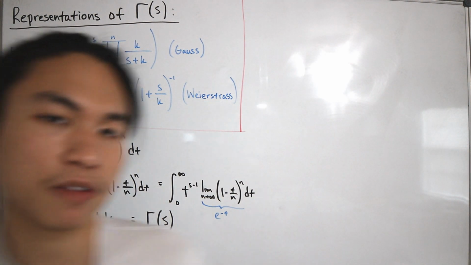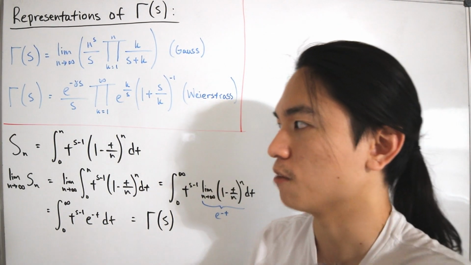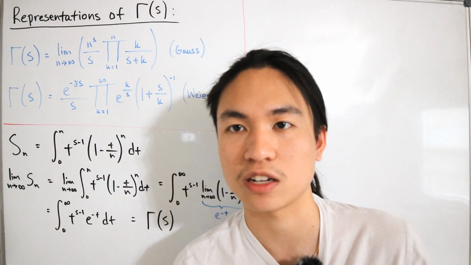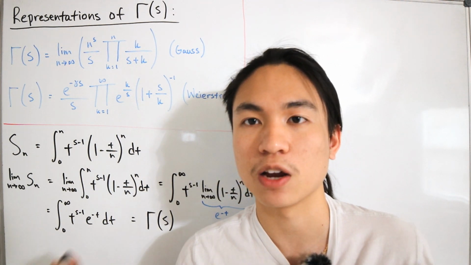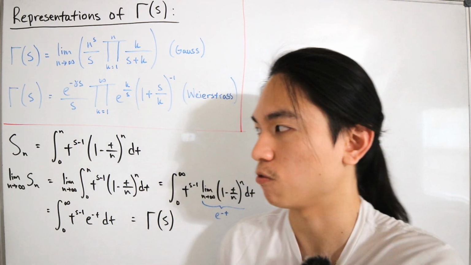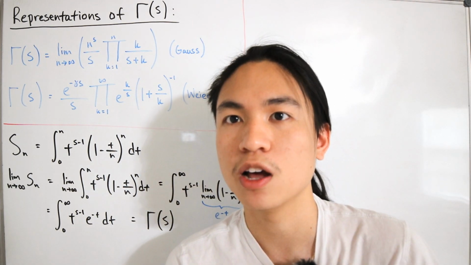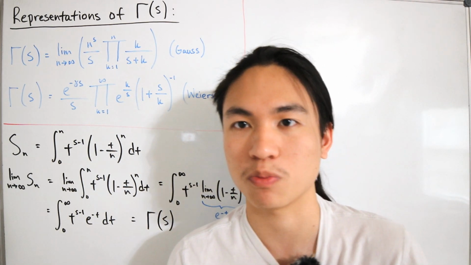Instead, let's find a closed form representation of just our S sub n, and not worry about n approaching infinity for that instance. At least we'll have an idea of whether there exists a closed form representation for this, in order to get to what we need for Gauss's representation of gamma. So this is where the actual proof starts.